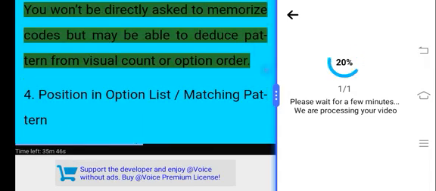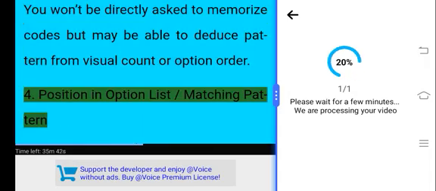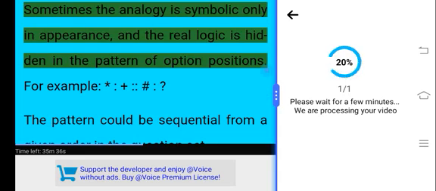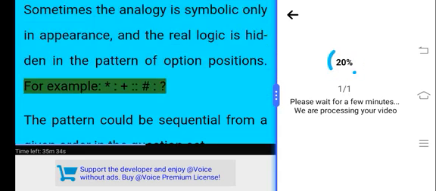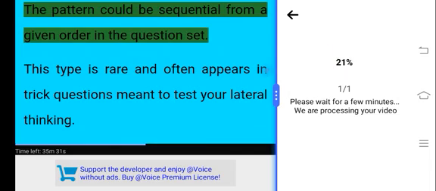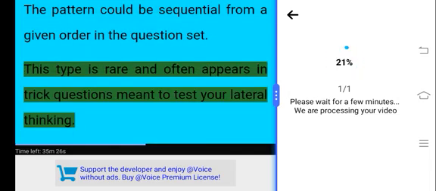You won't be directly asked to memorize codes but may be able to deduce the pattern from visual count or option order. 4. Position and option list matching pattern. Sometimes the analogy is symbolic only in appearance, and the real logic is hidden in the pattern of option positions. For example, asterisk, plus, hash. The pattern could be sequential from a given order in the question set. This type is rare and often appears in trick questions meant to test your lateral thinking.